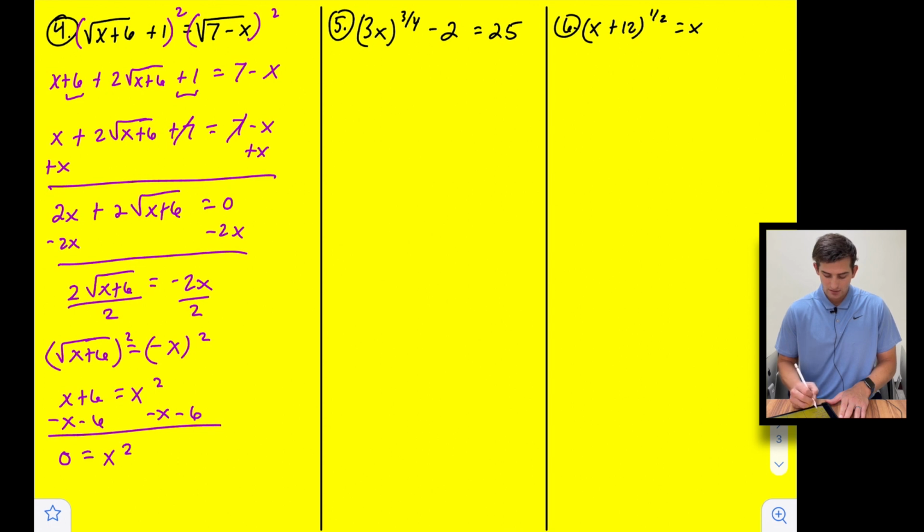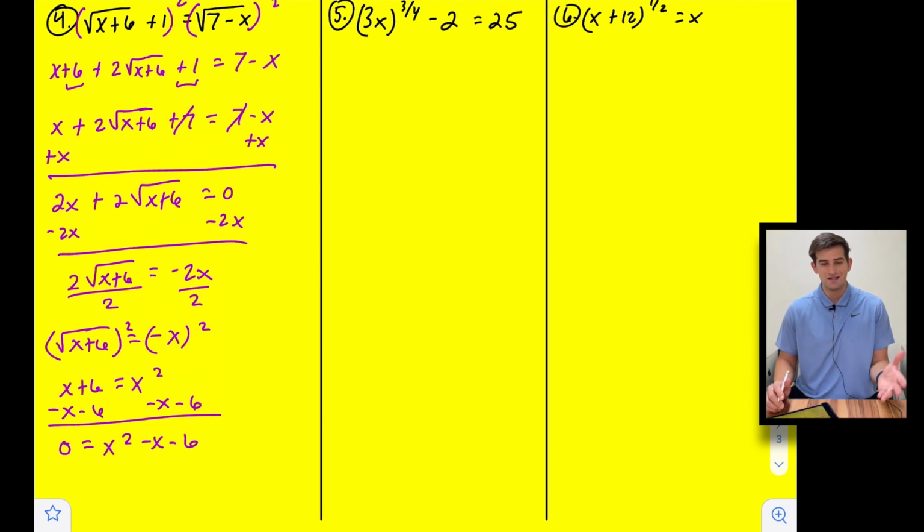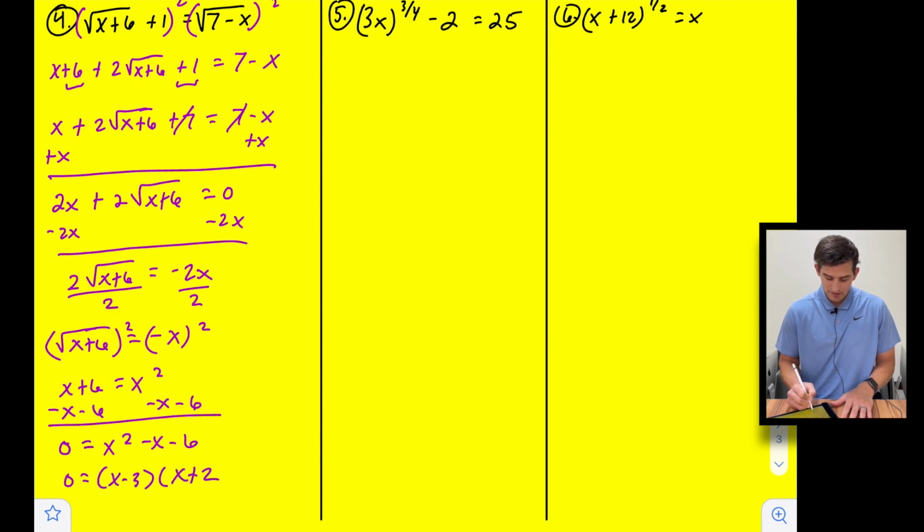So now let's move our x and our 6 over here so that now we can have a quadratic equal to 0. So now we can use the zero product property and we can factor this. So now what adds to negative 1 and multiplies to negative 6? We can say 0 is equal to, and that would be x minus 3 times x plus 2. So that would give us x is equal to 3 and x is equal to negative 2.